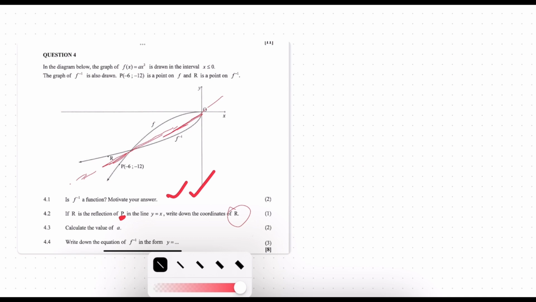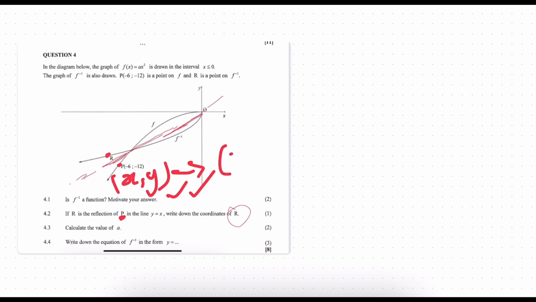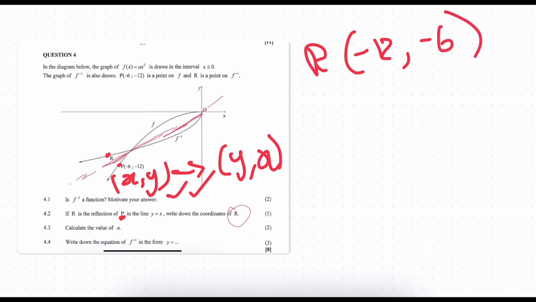It's simple, because they're saying R is an inverse of P. So if you're determining an inverse of something, x and y swap: it turns into (y, x). So the coordinates of R are literally, instead of having -6, you have -12, and instead of having -12, you have -6. Those are the coordinates of R, because you just swap the x and y values.